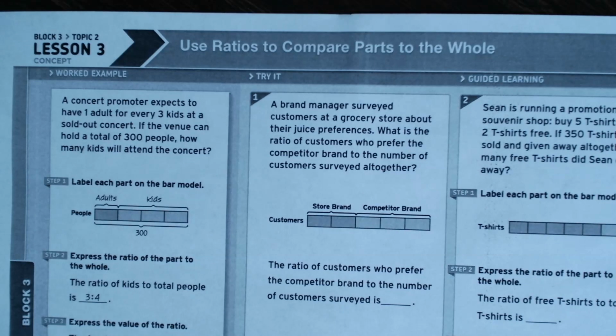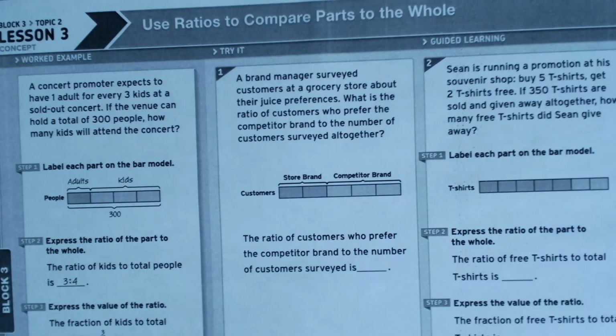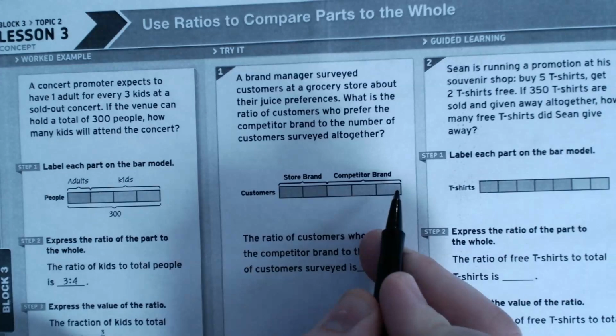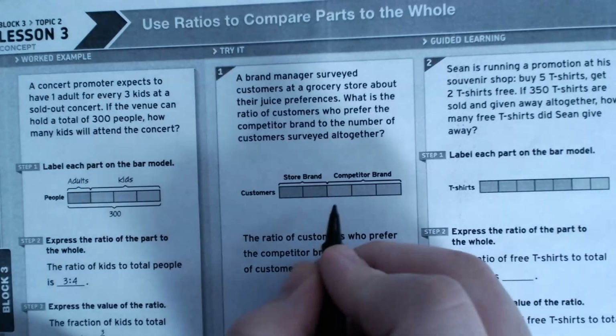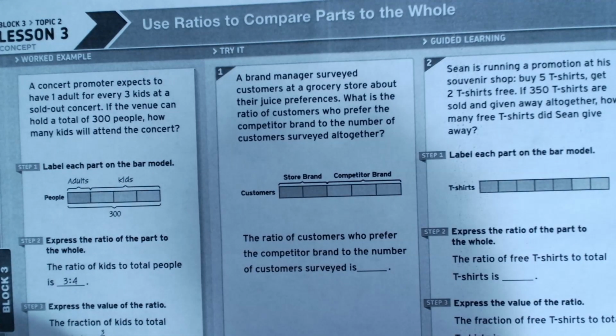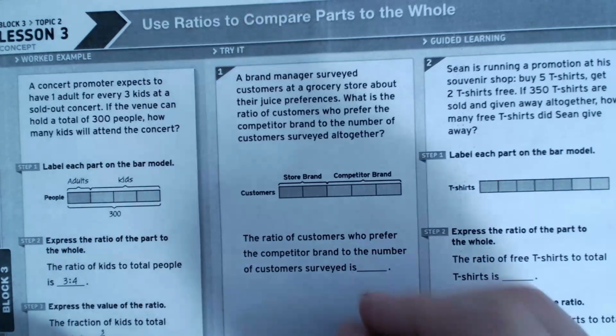So number 1, a brand manager surveyed customers at a grocery store about their juice preferences. What is the ratio of customers who prefer the competitor brand to the number of customers surveyed altogether? So, how many blocks do we have here? 5. And how many prefer the competitor brand? So the ratio is 3 to 5.